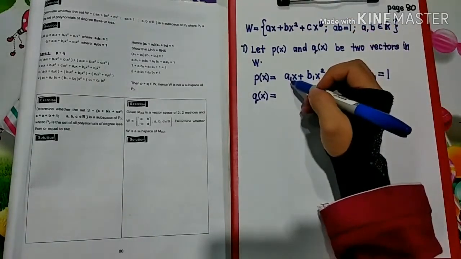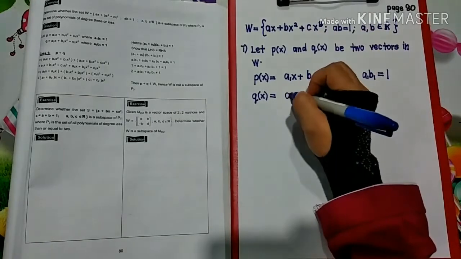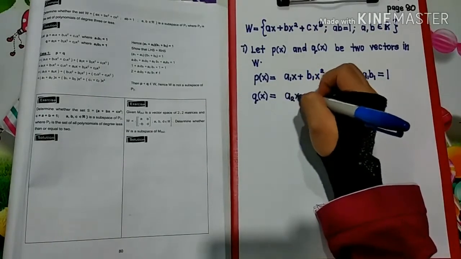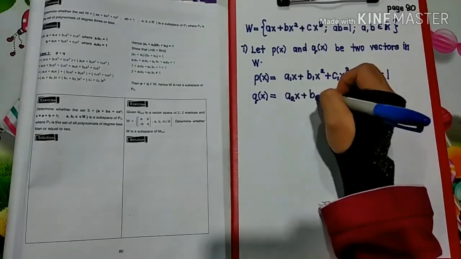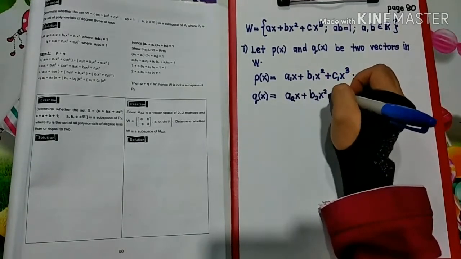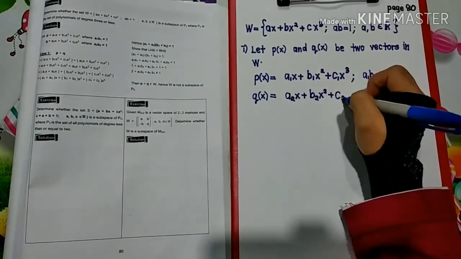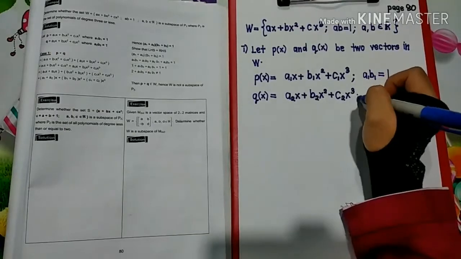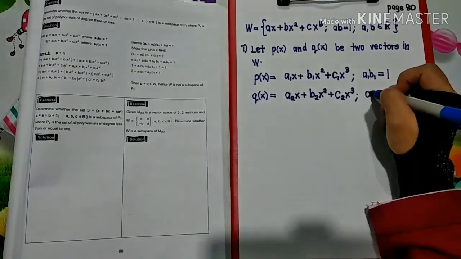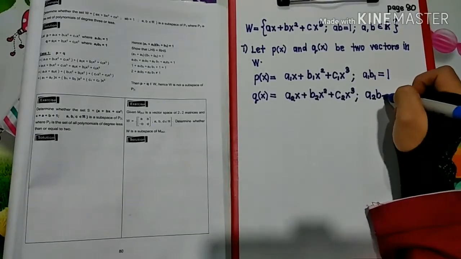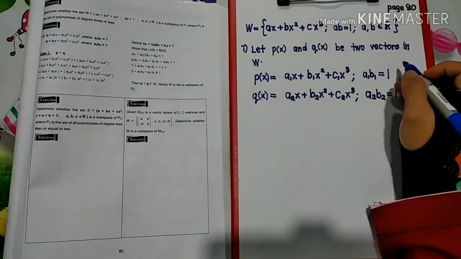So if for this one I use A1, for Qx I will use A2x plus B2x square plus C2x cube. Same thing, the condition now will be A2 multiply with B2 equal to 1.